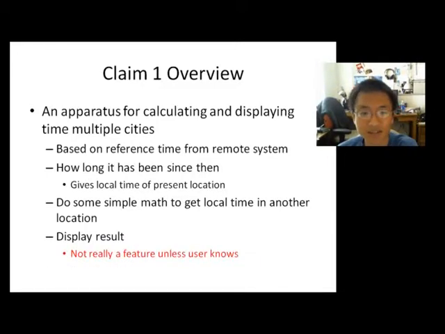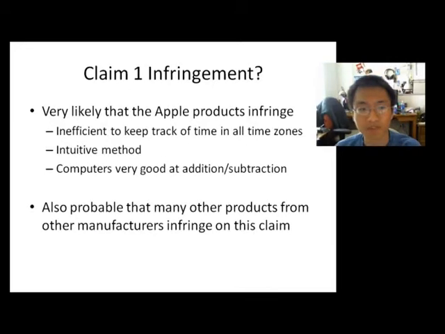The last element of the first claim is that the apparatus is capable of displaying the result, and it's kind of a useless feature if the iPhone doesn't display the result of the time in another city when that's what you want, and it obviously does that. So for sure, if all the former elements are satisfied, then the iPhone does infringe on the entire claim. So it seems pretty likely that the iPhone is infringing on Samsung's patent.